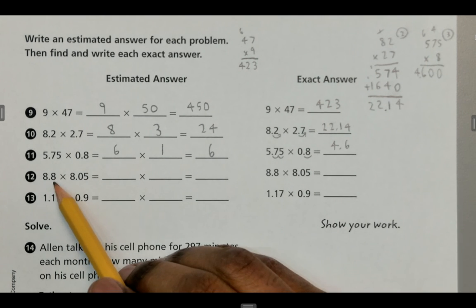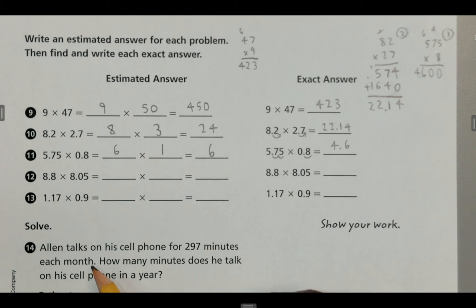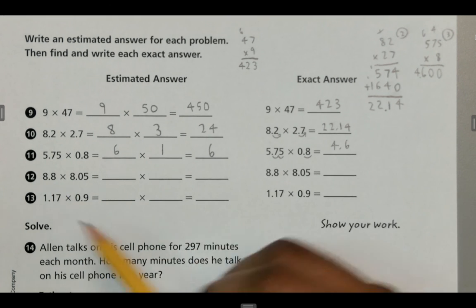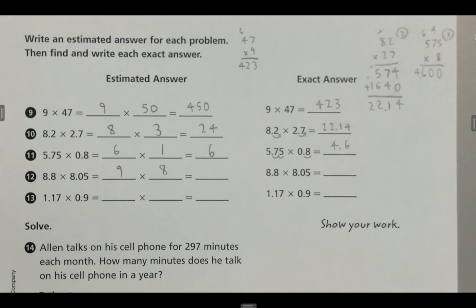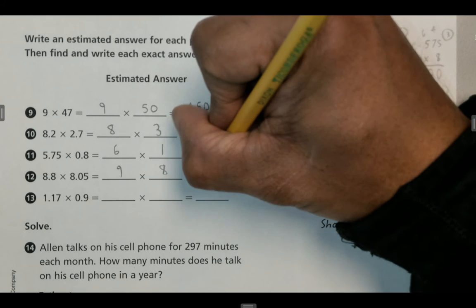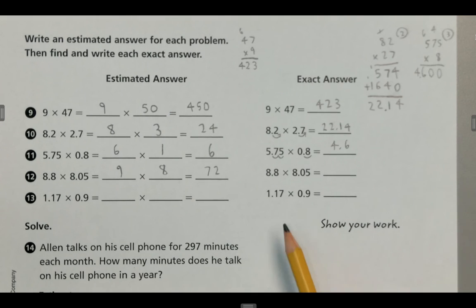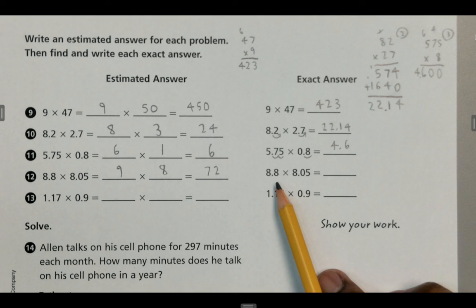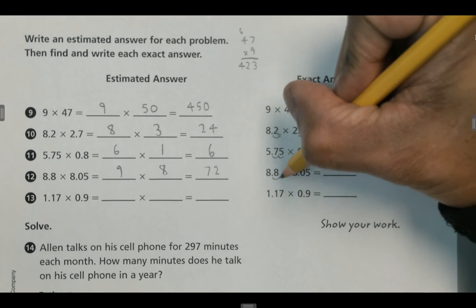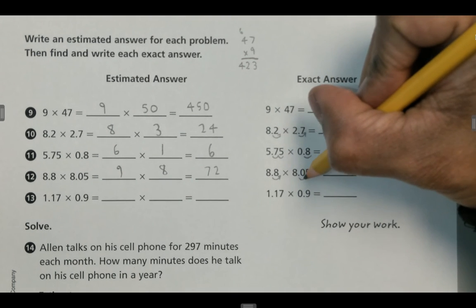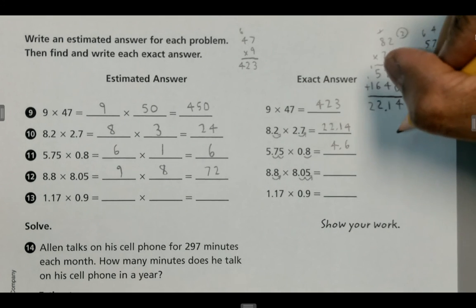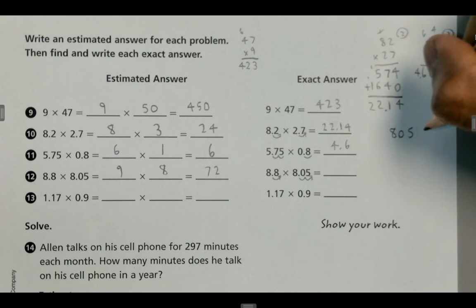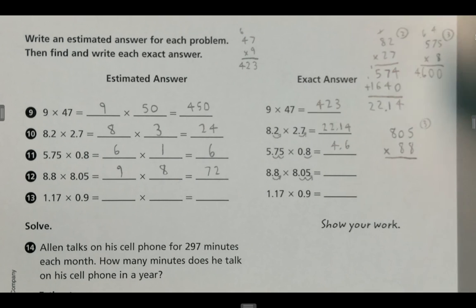Number 12, 8 and 8 tenths times 8 and 5 hundredths. Let's use rounding. This decimal, I'm going to round that up to 9. This decimal, I'll round it down to 8. 9 times 8 is 72. Now, how many places do I need to push the decimal point out altogether to clear them? 1 push, and 2 more. 3 pushes altogether. And let's work it out. 805 multiplied by 88. Make a note to myself to come in 3 places at the end.